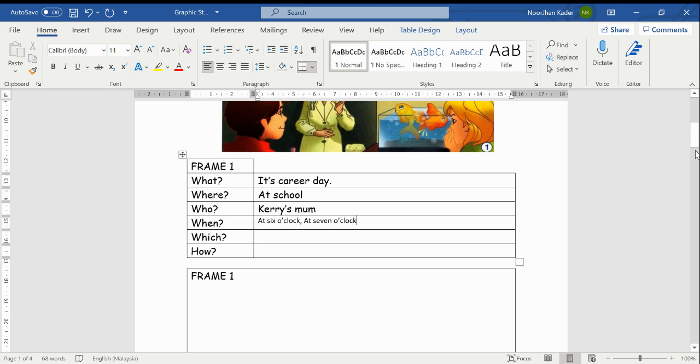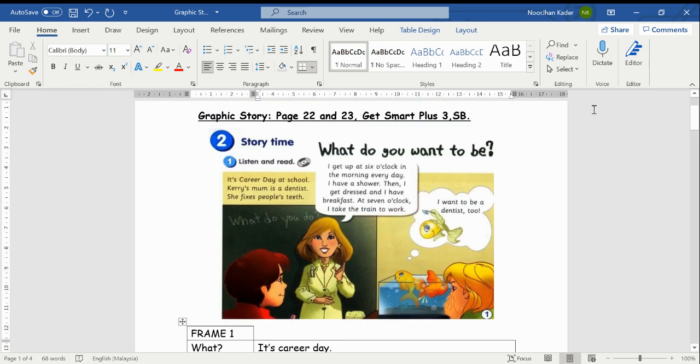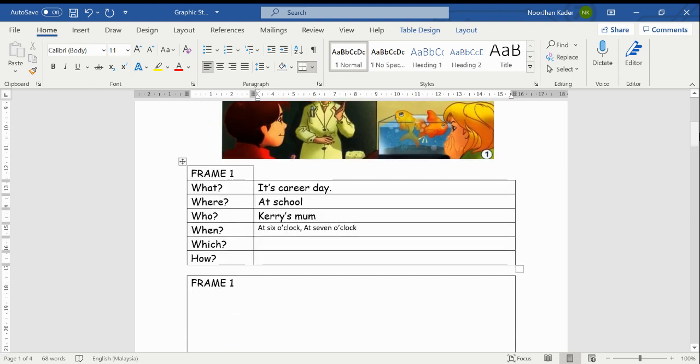Which? So which means you have to understand that she is talking about her routine here, but which occupation does she do? What does she do? Carrie's mom is a dentist. We already know that Carrie's mom is a dentist. So which occupation is she doing? Carrie's mom is a dentist.